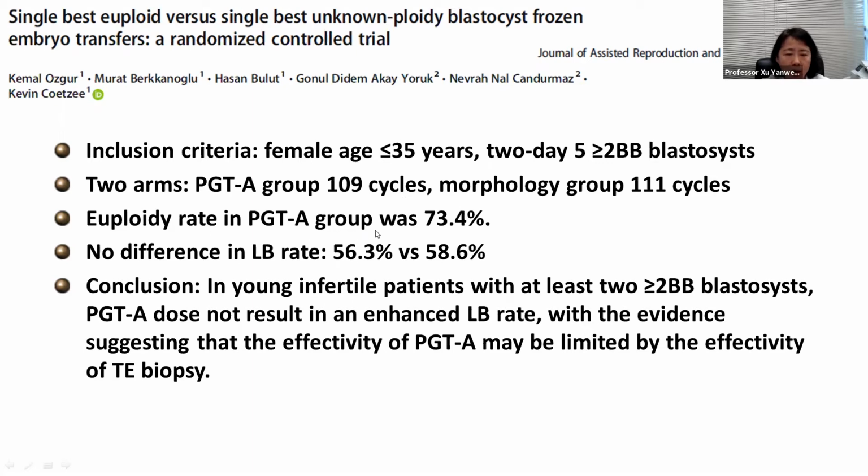The euploid rate in the PGT-A group was 73.4%. It's a very high euploid rate in this group of patients. However, they also detected no significant difference in live birth rates. It's 56.3% versus 58.6%. And they concluded that in young infertile patients with at least 2 2BB blastocysts, PGT-A does not result in an enhanced live birth rate, with the evidence suggesting that the efficacy of PGT-A may be limited by the biopsy.